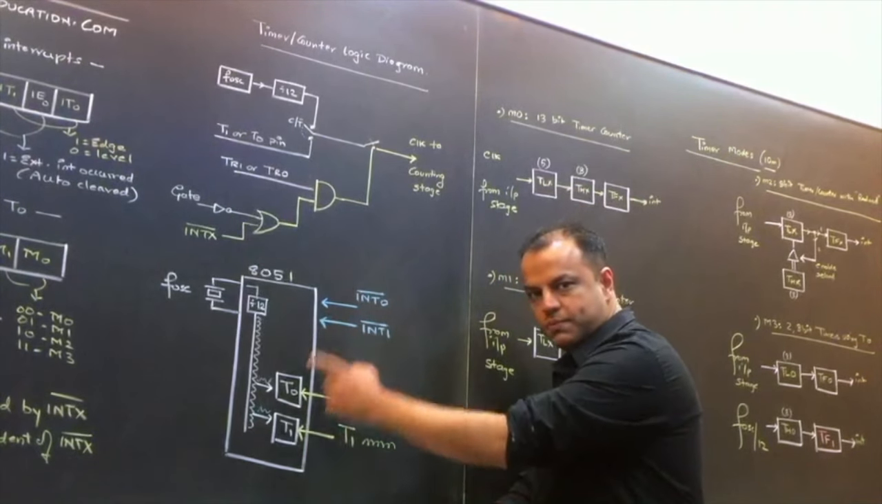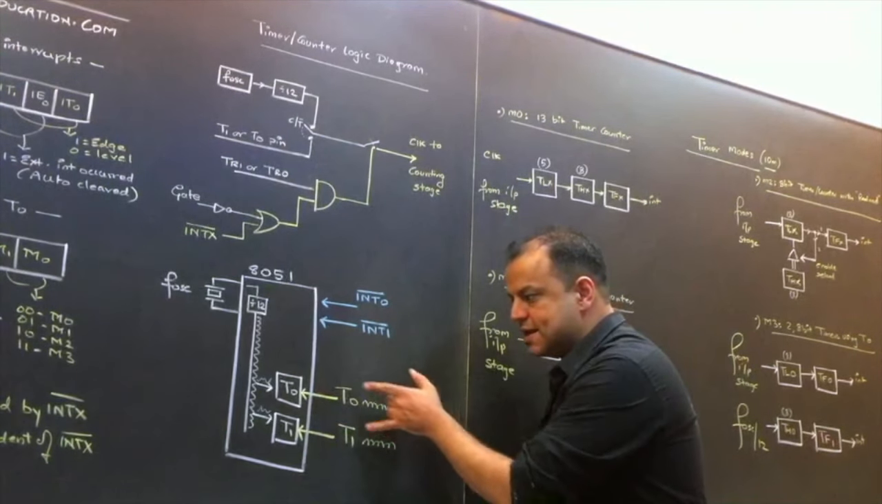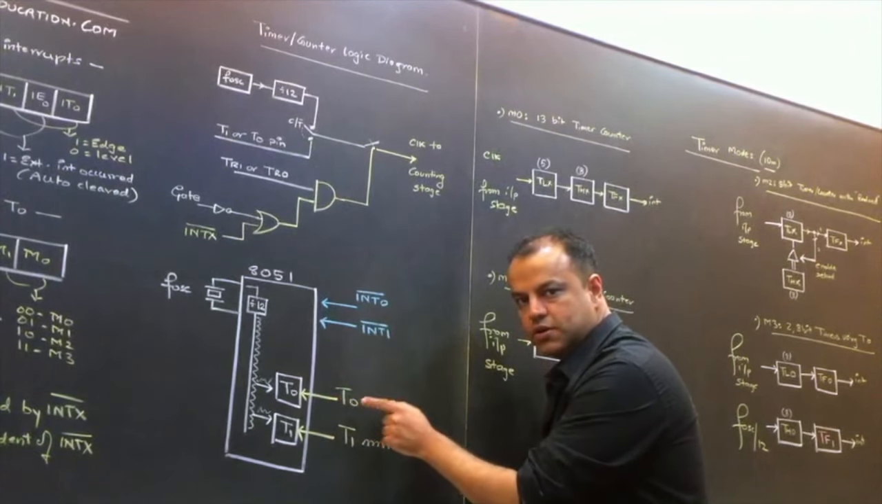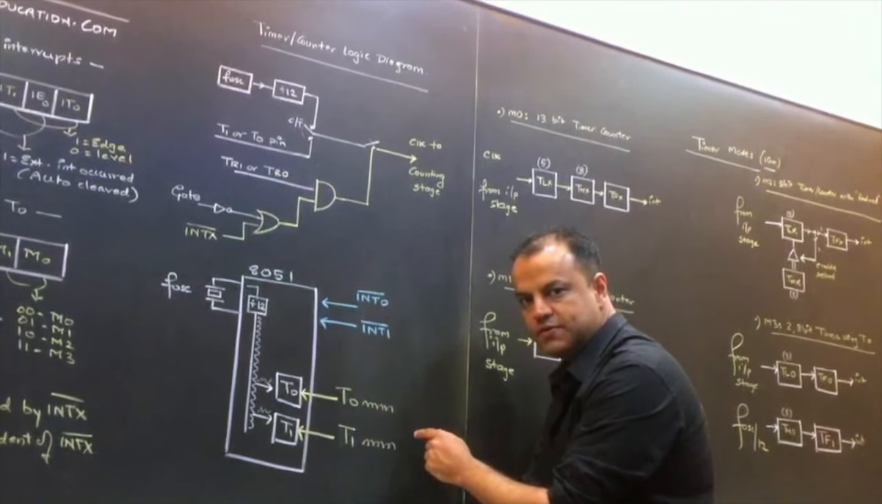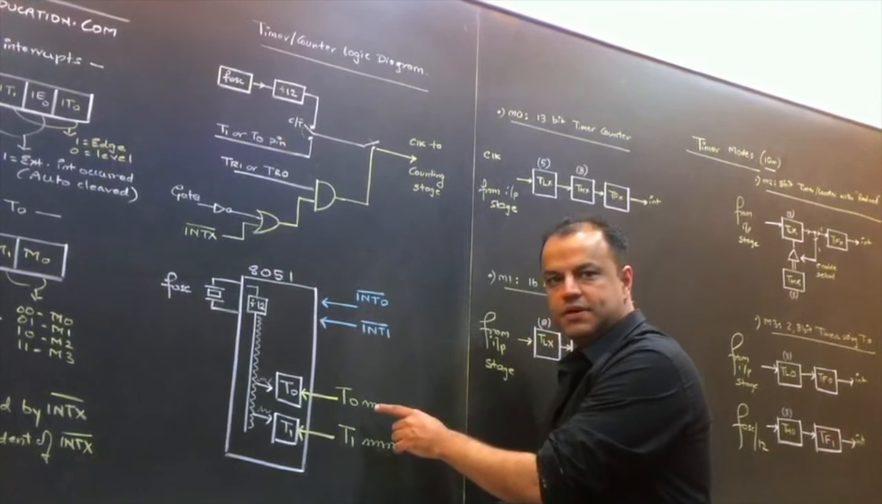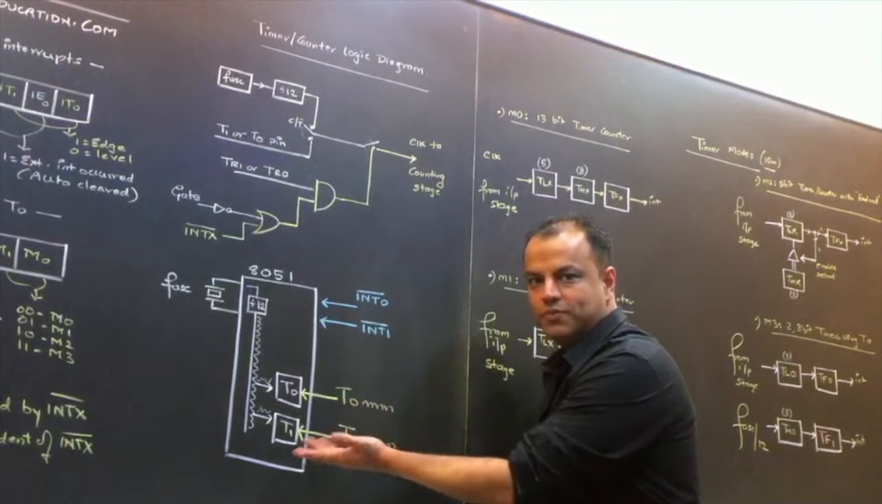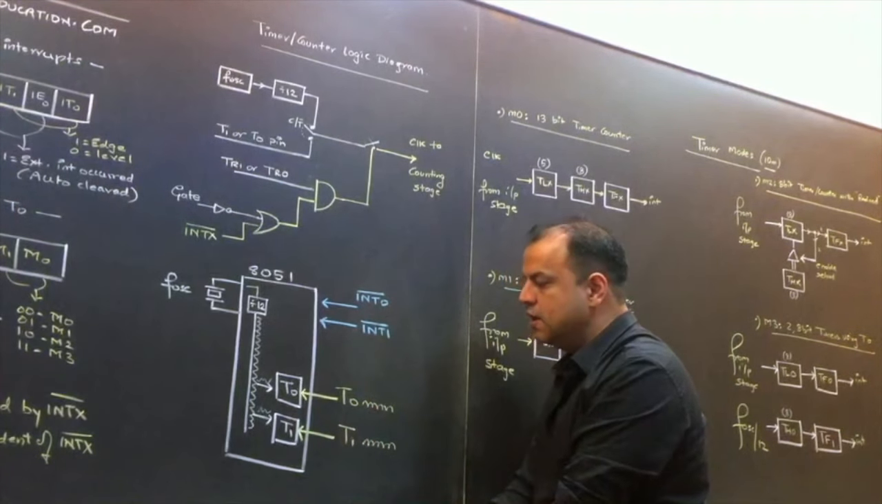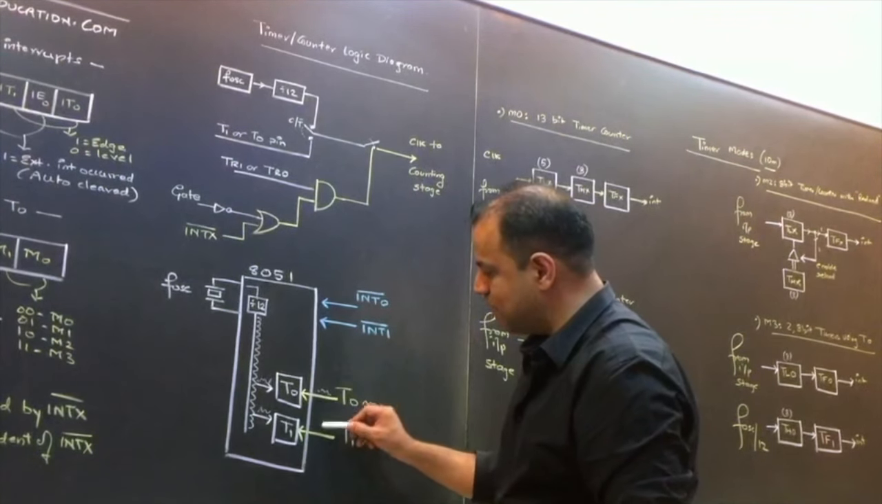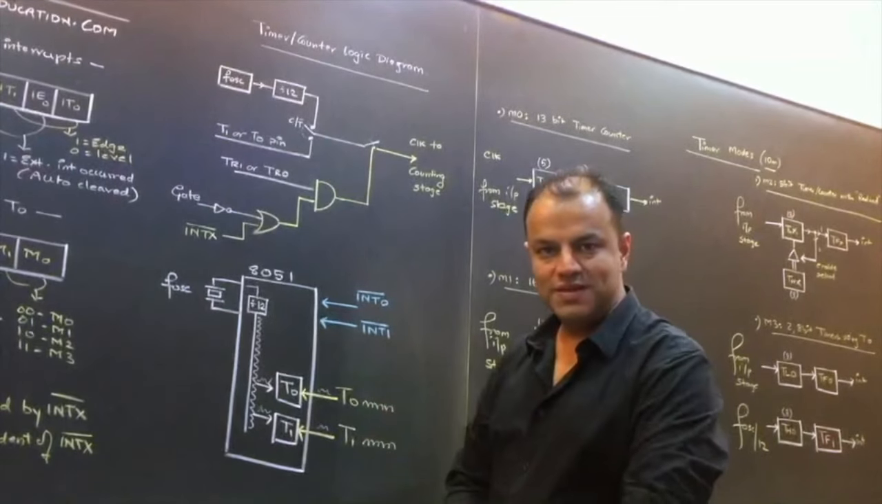Or, if you know the pin diagram of 8051, these timers can also take an external clock. There are two pins to provide clock to the timers. The pins are called T0 and T1. Again, the same names, obviously, T0 for timer 0, and so on. So you can take a clock from outside, or you can take a clock from inside.